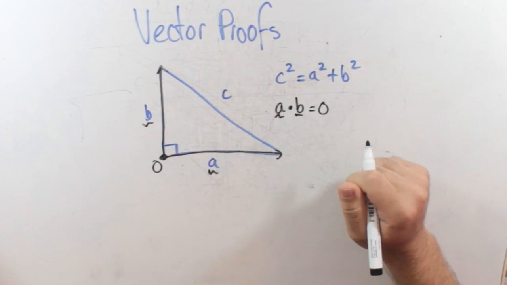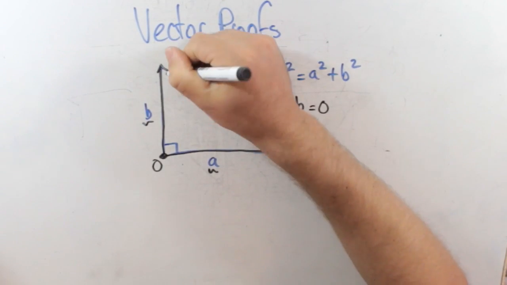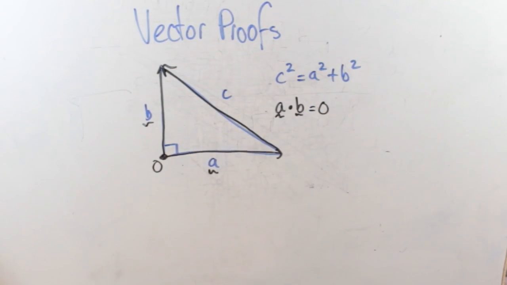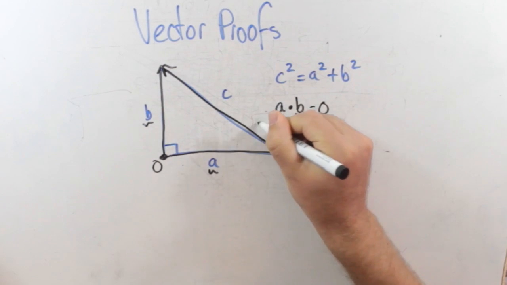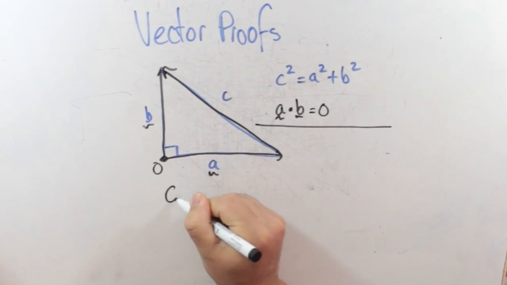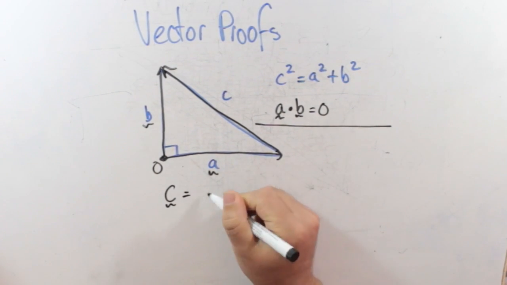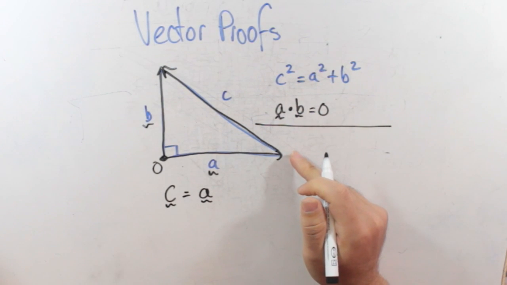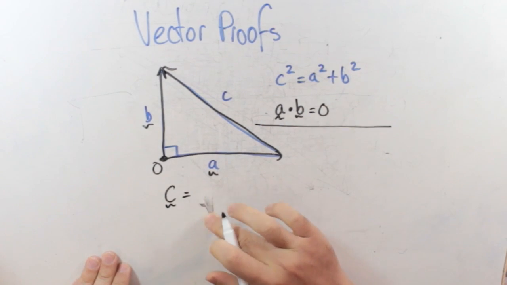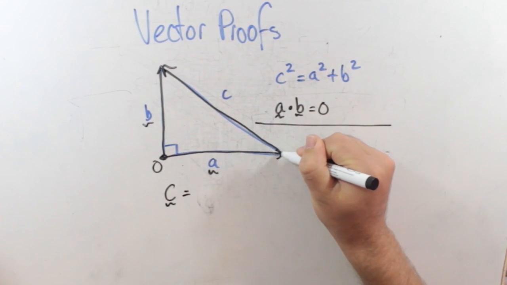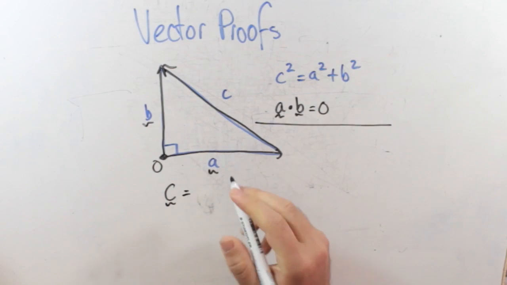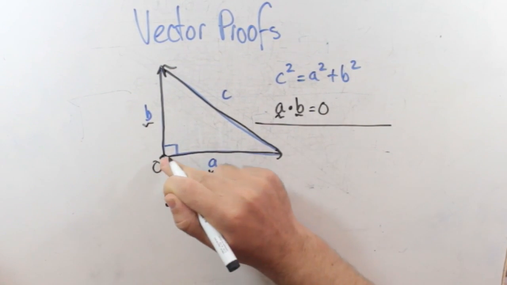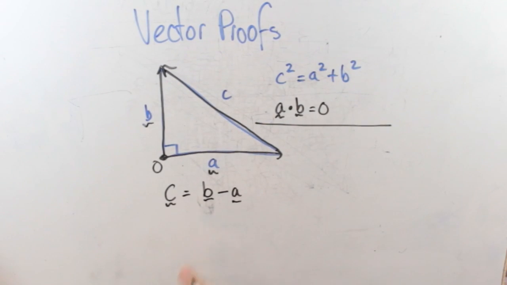Well, vector C, which way do we want vector C to go? Let's make it go this way. So we've got vector C, we'll start the proof down here. Vector C has to equal A... oh no, that doesn't work. If we start here, we've got to go back along A, then up B. So we've got vector B minus A, or minus A plus B. So that's vector C.